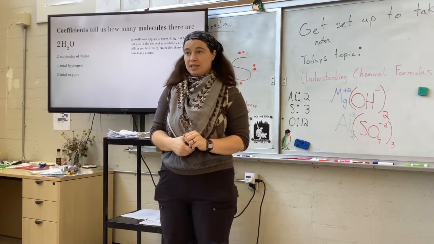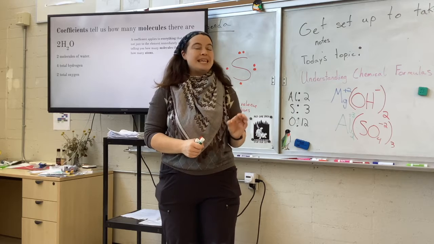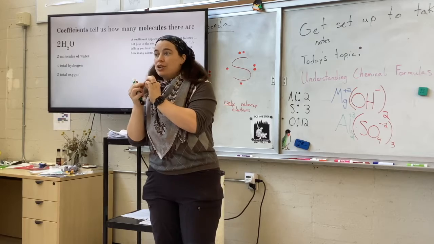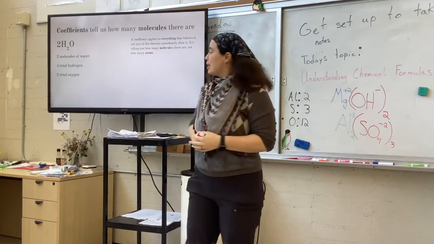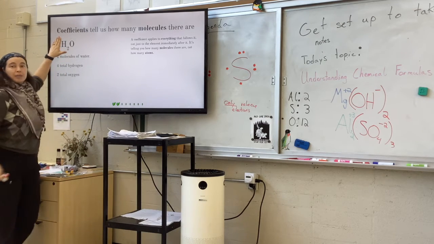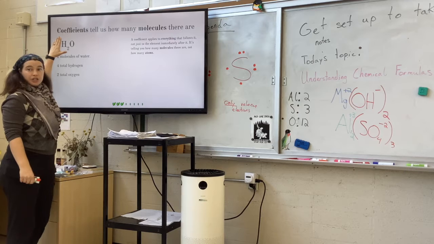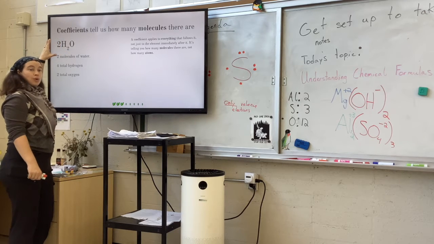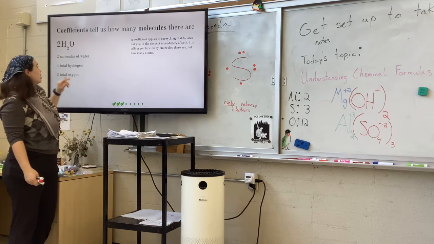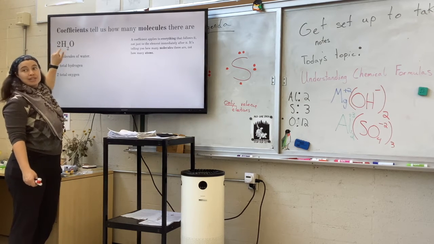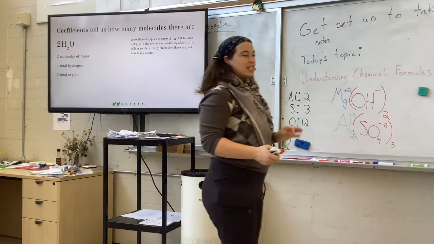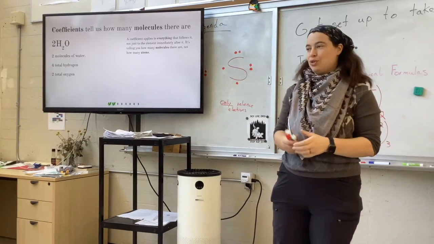The coefficient tells us how many molecules. So remember, atoms are the individual pieces that are sticking together. The molecule is the whole thing. So here, H2O, a water molecule, is 2 hydrogens and 1 oxygen. But if I have 2 water molecules, each of which is 2 hydrogens and an oxygen, I have a total of 4 hydrogens and 2 oxygens. So the coefficient tells us how many molecules we've got.